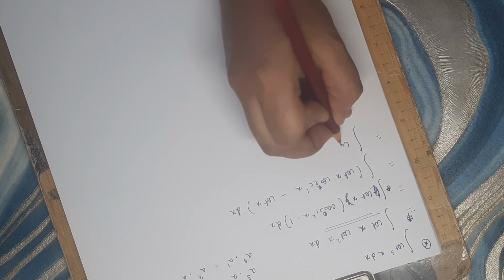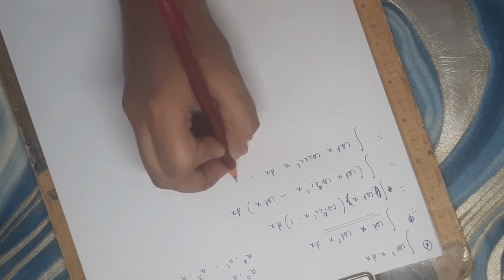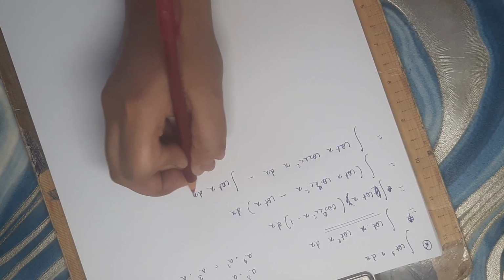Right, now I'll break this into two parts for your convenience. So this becomes cot x into dx.